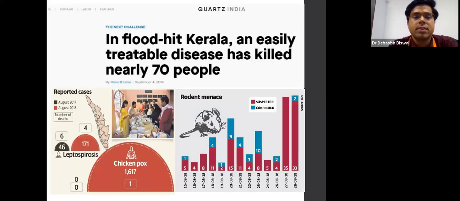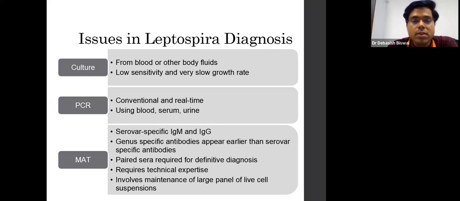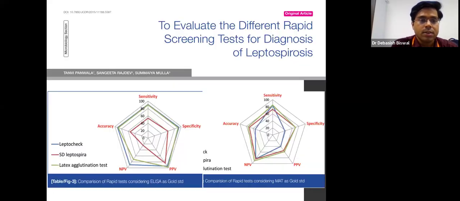So I think we have all come across this news clip of flood hitting Kerala around 2018, where around 7 people were killed. So it's all about leptospirosis. We do face certain issues in leptospira diagnosis from the point of view of culture, PCR and microscopic identification tests. So for that, we do have a rapid diagnostic test for leptospira.